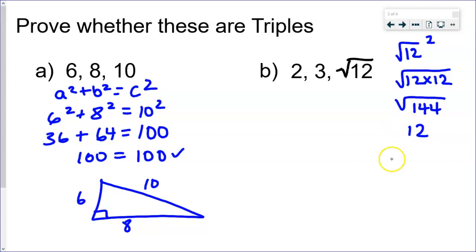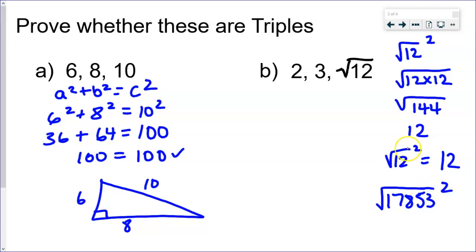Now, hopefully you notice something here. The square root of 12 squared is 12. So you don't have to actually do all these steps. You just need to realize that when you have a number under a square root sign and it's squared, the square root sign and the squared cancel each other out. So let's say you had a bigger number like 17853, and it was squared. Without doing any of this work, we right away know it's 17853. Okay, so that's a quick trick for you.